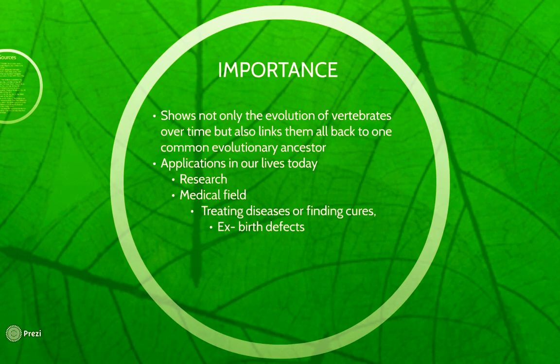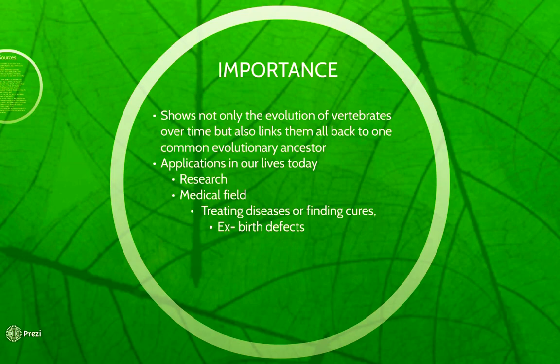It is important to know these homologous traits found among all vertebrate embryos because it shows not only the evolution of vertebrates over time, but also links them all back to one common evolutionary ancestor. Also, this information has many applications in our lives today. Knowing the homologous traits shared among organisms can help with research. The medical research field can be improved due to this information about vertebrate embryos. It can be important in treating diseases, solving health problems, or finding cures.